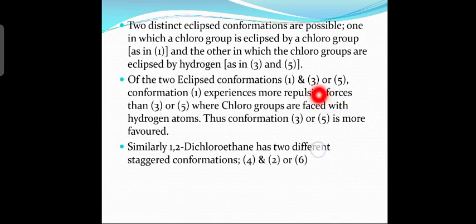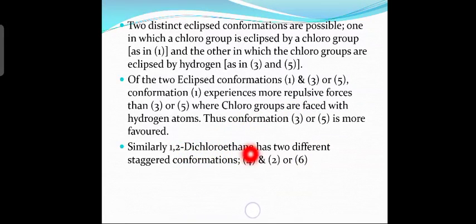Whereas in the third and fifth, hydrogen and chlorine atoms are together, so the repulsive force is less. Therefore 3 and 5 are more favored. Why? The two atoms present in the close neighborhood are unlike atoms, that means hydrogen and chlorine, so the repulsive force is less. What about the first conformation? 2 hydrogen atoms exist together and 2 chlorine atoms exist together. Therefore, like atoms mean more repulsive force, so it is not favored. Next point.